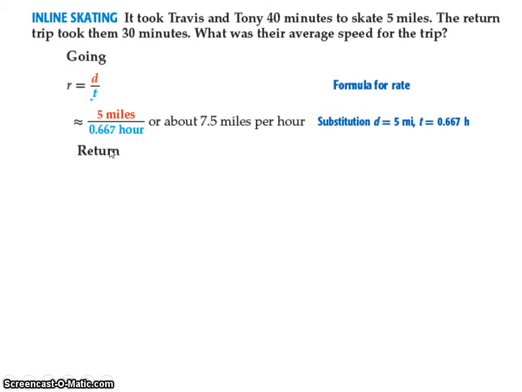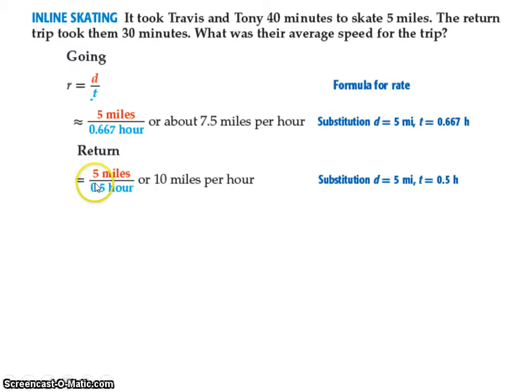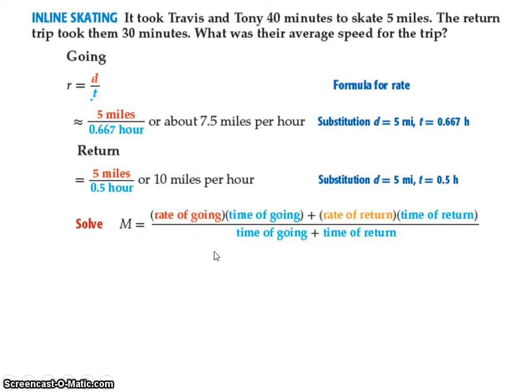Then we've got to do the return trip. Same thing. 5 miles over, now, 30 over 60 would give me 0.5 of the hour, or half of the hour. And if we did this, we'd find out it was 10 miles. Okay? So we just divide the 0.667 into 5 and then 0.5 into 5 to get these two numbers. Now, what is their average speed? We would add those two numbers and then divide by 2.